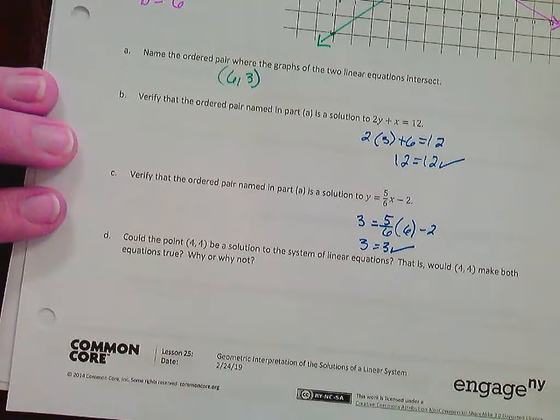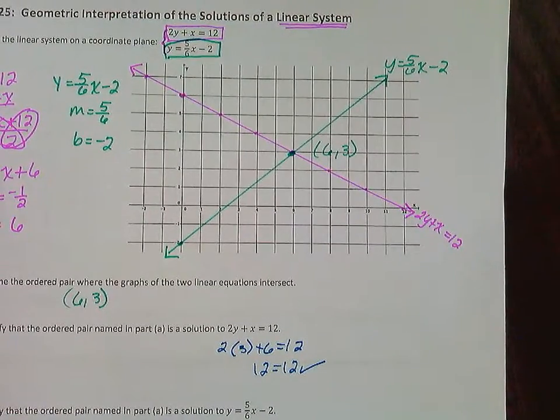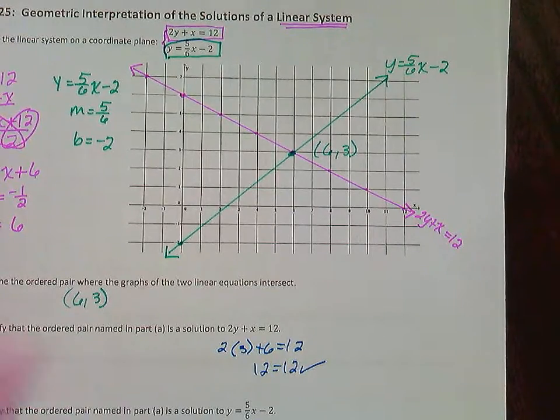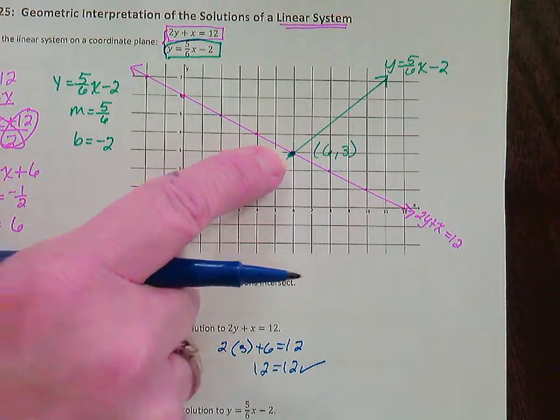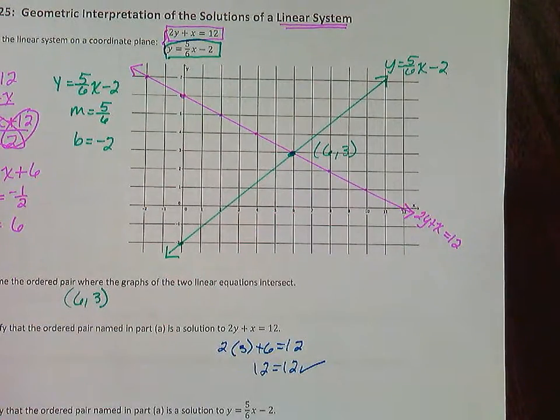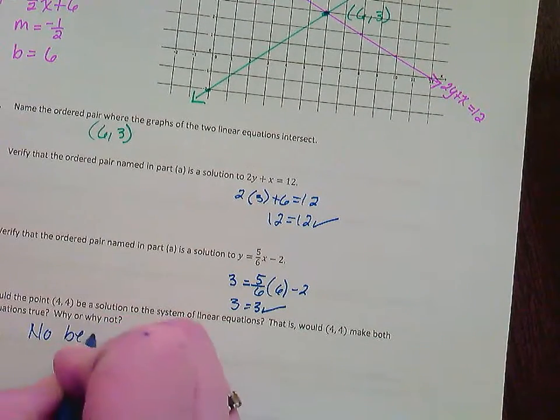The last question, could the point 4, 4 be a solution to the system of linear equations? That is, would 4, 4 make both equations true? What do you think, yes or no? Well, if you said it does not, it could not, you are correct. These are two straight lines. They can only intersect in one place. It can't curve back over and intersect in another place. So if this is my point of intersection, 4, 4 can't be another point of intersection. So no, because they can only intersect once.